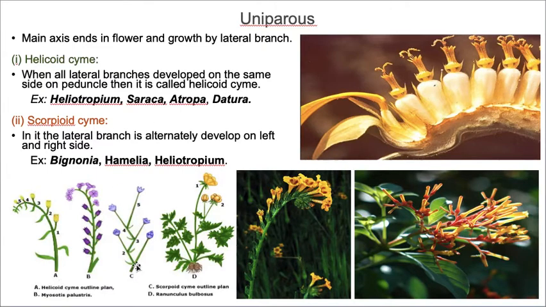Scorpioid means, look, this is a flower. Now it ends with the flower. This is the flower and the peduncle ends with the flower. And from the middle one more will come, and from this middle again, from this middle again, from this middle one more. Then this type, that means I can say right angles to each other. I'm sorry, not right angles, zigzag to each other. I'm sorry, I used the wrong word again. So then that is called scorpioid cyme. So this is about the uniparous cymes.